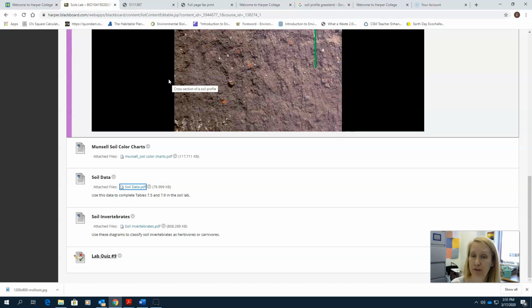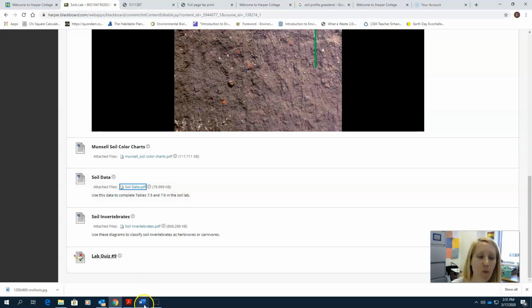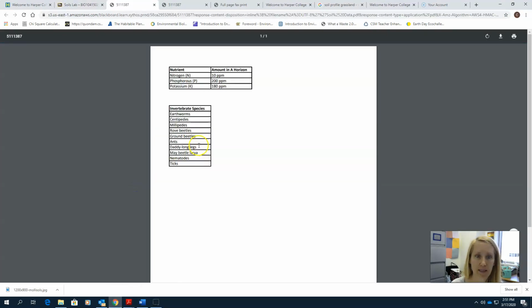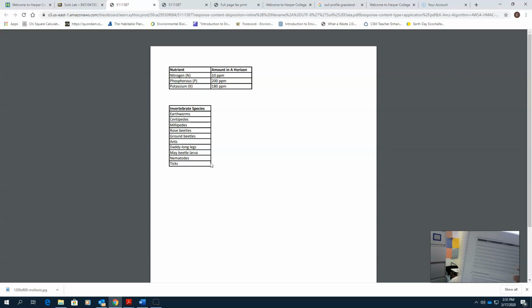Again, not particularly doing that because we're not in lab, but what I've given you instead, back here in the soil data document, is the species that we typically see in the soil. So I gave you 10 different species. You're going to write those down in table 7.9. Don't worry about the number of species or the number of each of those because obviously we didn't actually collect these. Just write down the species names.